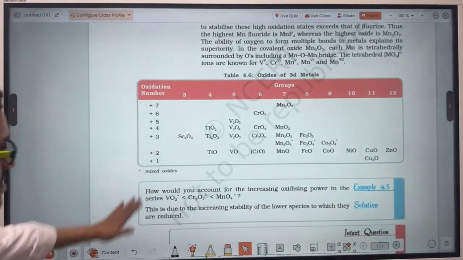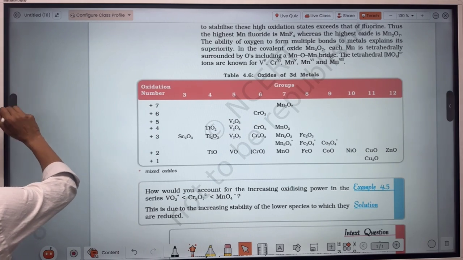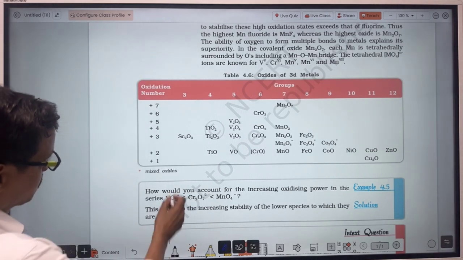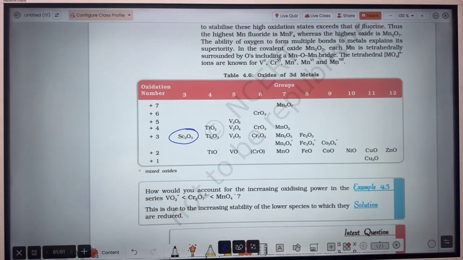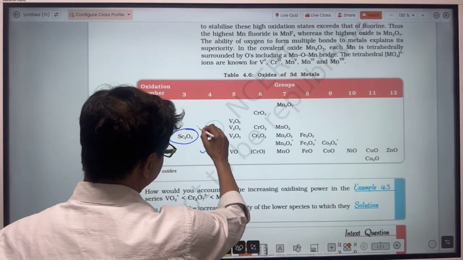Now, study this table carefully. Scandium shows only one oxidation state, that is +3. So that will form Sc2O3. Now, the oxidation states shown by titanium are +2, +3 and +4.